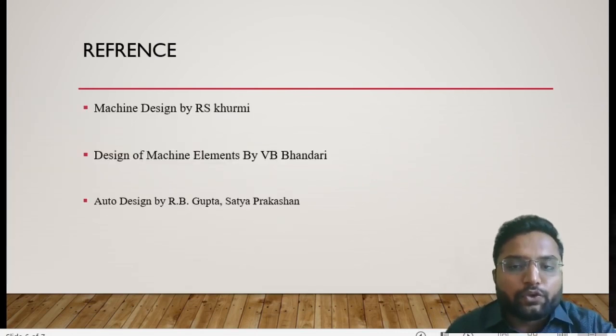For reference, I have used Machine Design RS4B for this particular topic. You can use any of the two remaining books also.